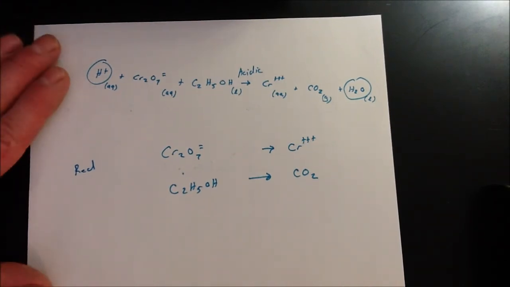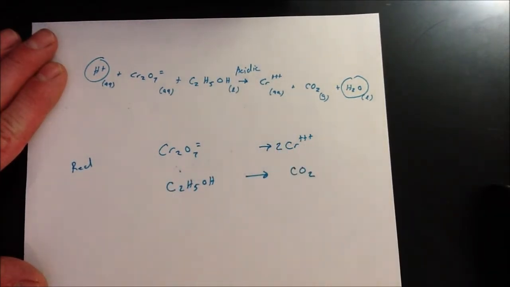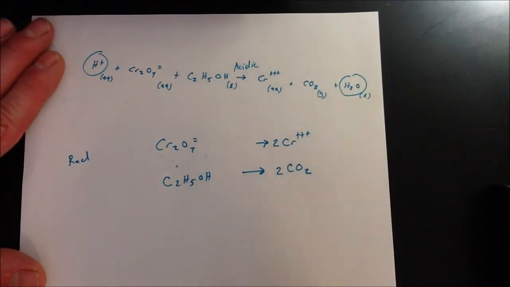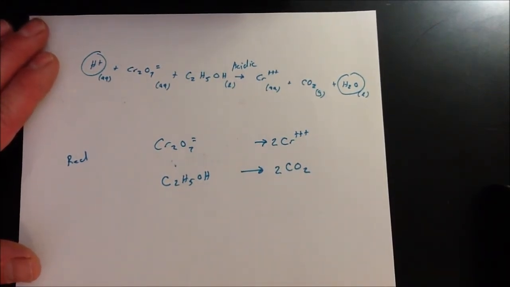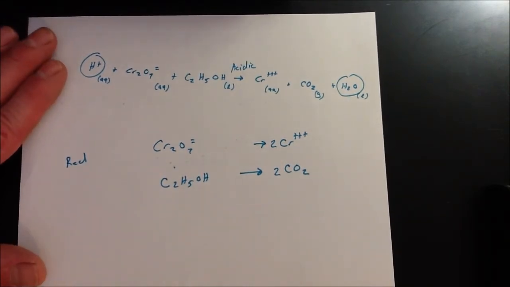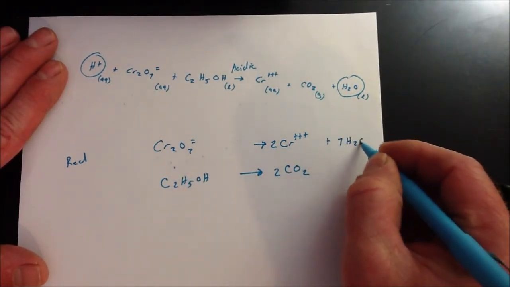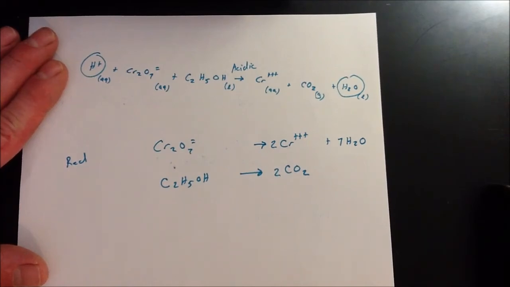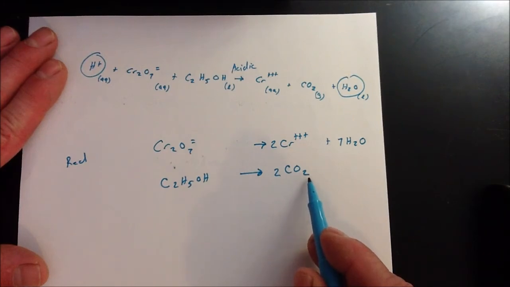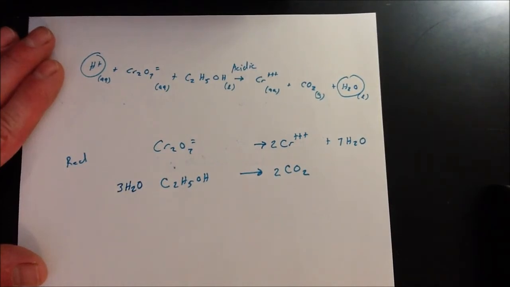The directions say balance everything other than hydrogen and oxygen. So in this first one, I've got to put a 2 there to balance everything other than hydrogen and oxygen. Second one, I'm going to put a 2 there to balance the carbons. The next step is you're going to balance your oxygens by adding water. So here we're going to add 7 H2Os to balance the oxygens. And in this one we've got 1 oxygen, and over here we have 4 oxygen, so we need 3 H2Os added to that side.